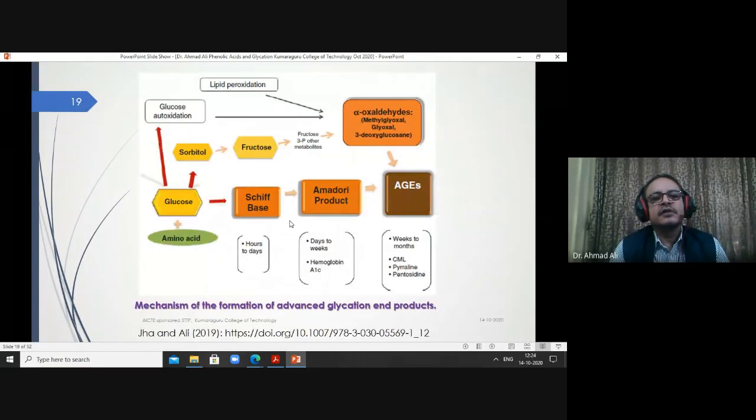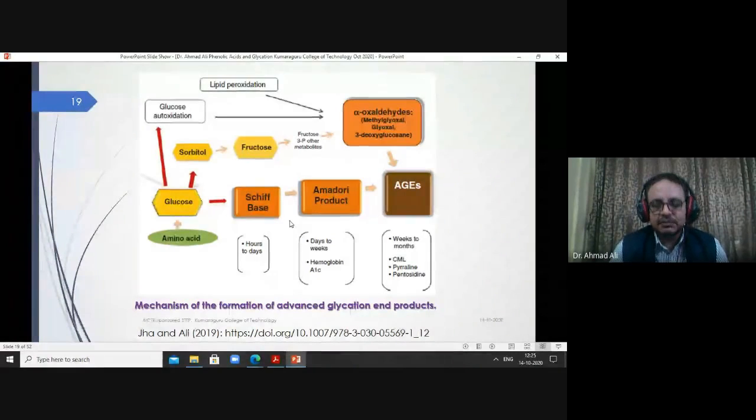This is the diagram or scheme which shows that glucose reacts with a protein or amino acids, and then leads to the formation of Schiff bases, which further undergo modifications and lead to a kind of products which are known as fructosamines or ketosamines, and they are commonly known as Amadori products, because this was the person who discovered this. And then finally coming to the end products of the glycation, which are known as advanced glycation end products, and they are the ones which cause maximum damage to the body.